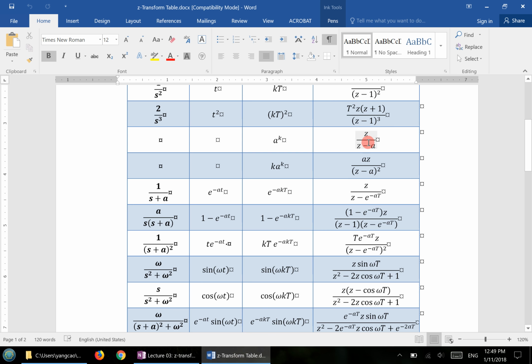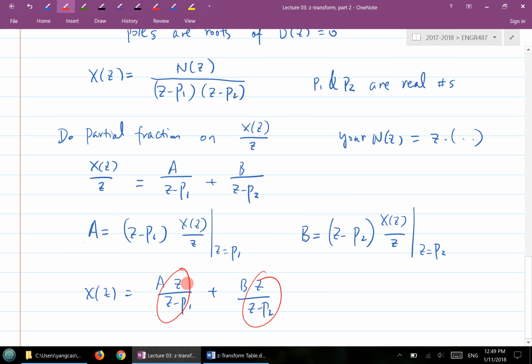So I can immediately use the table to say, okay, the inverse for this one is that, and for this one is the other, right? That saves you a tremendous amount of work, because the table is available now. So that's why we do a division of z first, and then put it back, so we can make use of the table. Is that good?